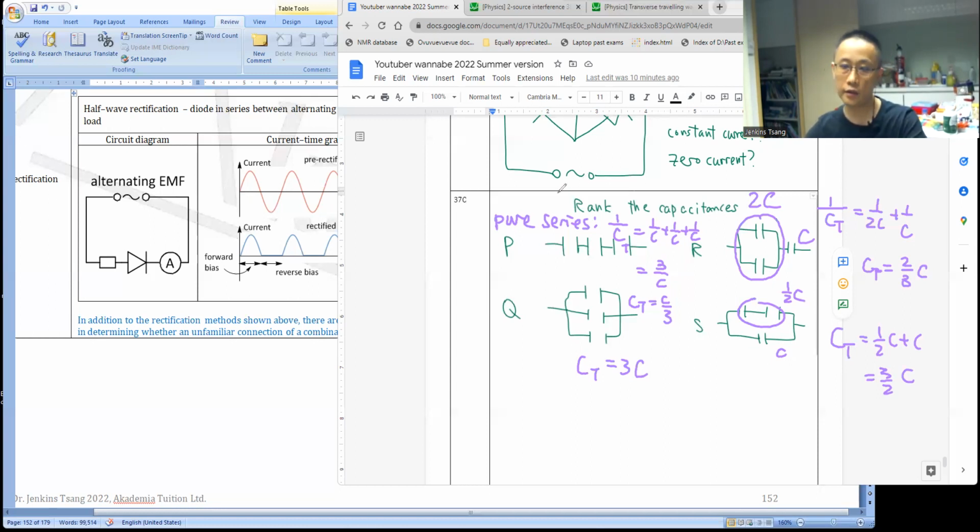and then R, and then P. So P is lowest, Q is highest. So choice C is the correct answer.